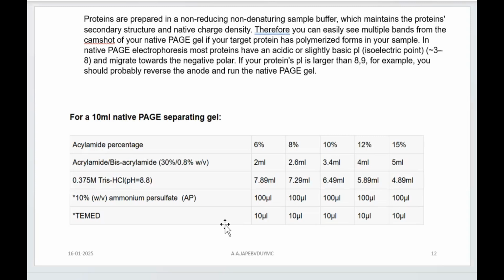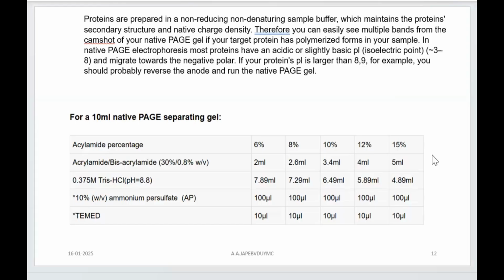So when we talk about acrylamide gels, they are generally defined in terms of total percentage of acrylamide present. Right here in the table you are seeing acrylamide percentage 6%, 8%, 10%, 12%, 15%, etc. So the gel is described in terms of total percentage of acrylamide present because it is going to decide the pore size in the gel, right? And by changing the concentration of both, that is acrylamide and bisacrylamide, you can decide the pore size of the gel.